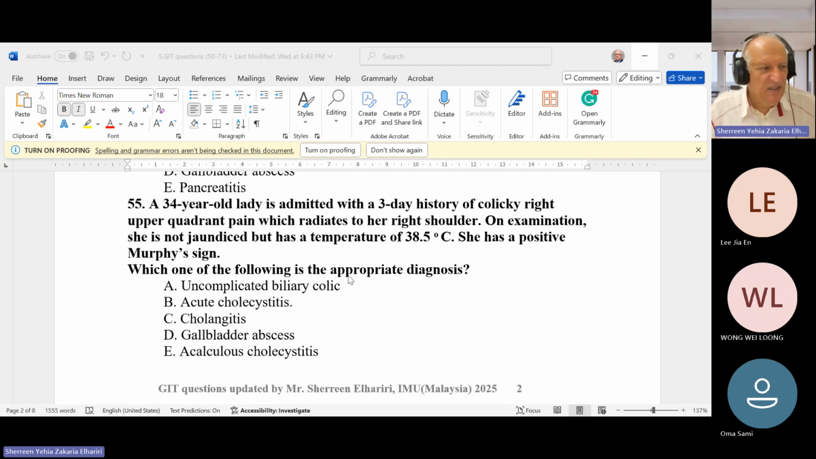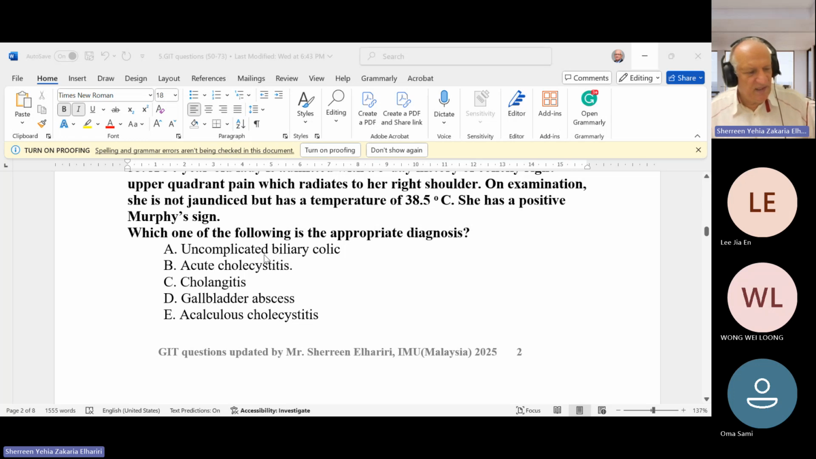Of course, this pain is usually due to a fatty meal and contraction of the gallbladder, due to stimulation of the gallbladder by cholecystokinin pancreozymin.